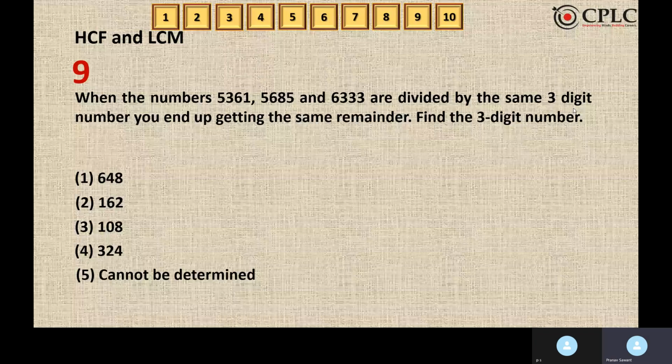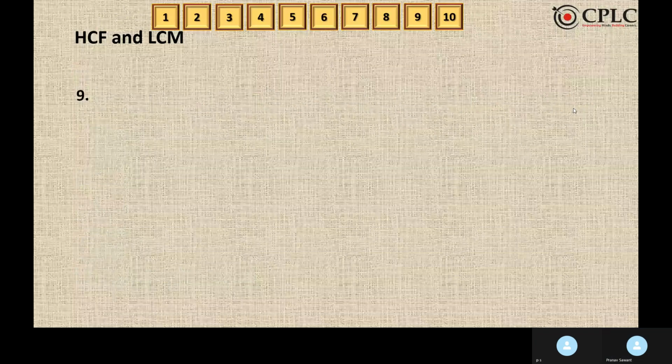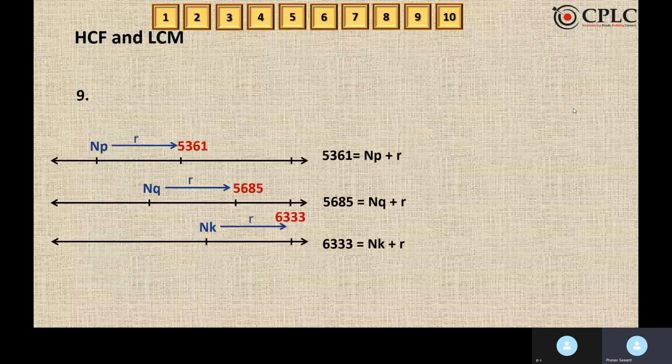This means we have to find the divisor in this question. So let's make the equations. These are the equations that we have. I have assumed the value of the divisor, a 3-digit divisor, as n. p, q, k are the quotients. As the divisor is common, in each case I have taken n, capital N.